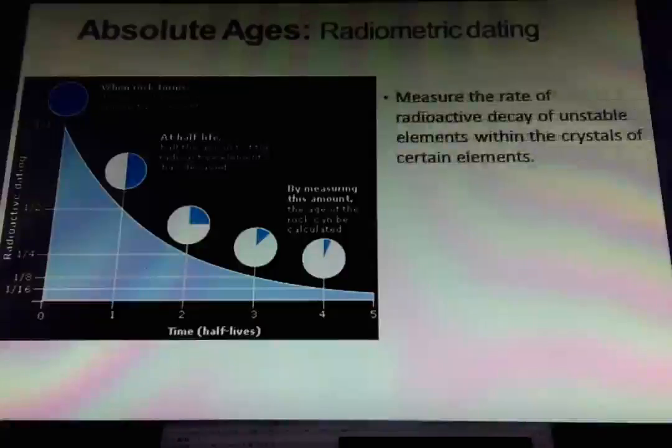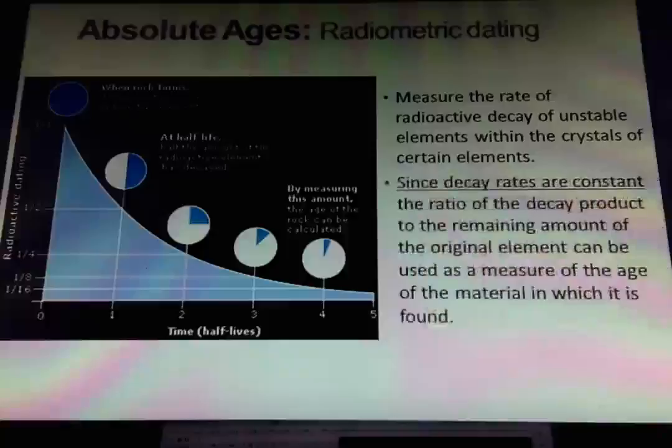So within rocks there is a certain amount of radioactive material in all rocks. And we know how long it takes for this radioactive material to decay, to disappear, or change form. So it's unstable when it's exposed to the air, and it breaks down over time and it changes crystals within certain elements from one form into another.